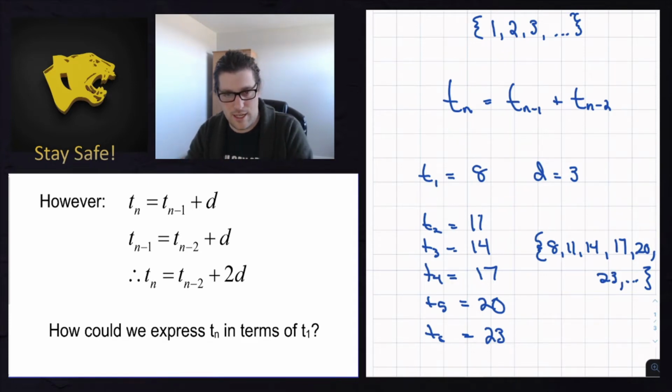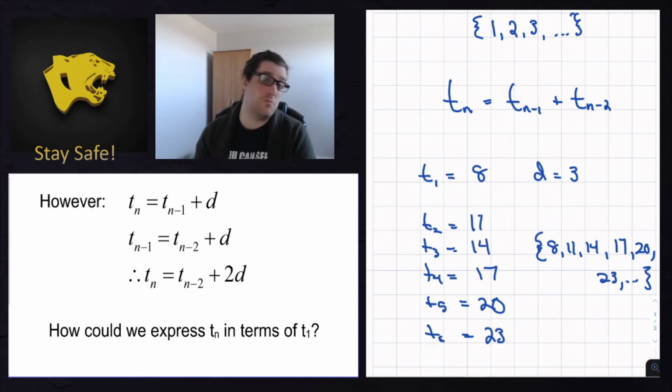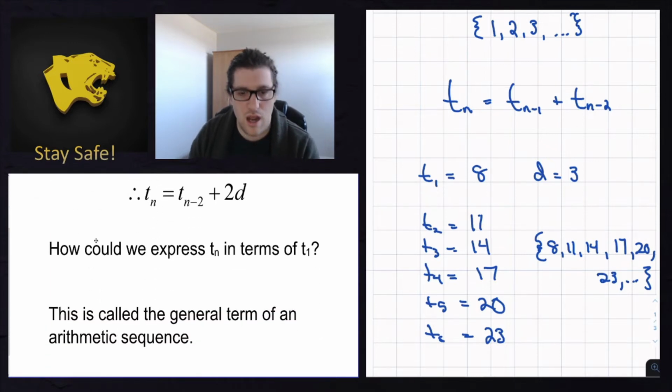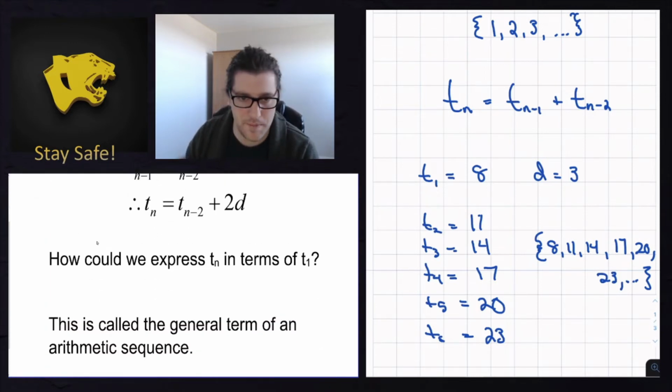So it says here that Tn is equal to Tn minus 1 plus d. Tn minus 1 is equal to Tn minus 2 plus d, which means that Tn is equal to Tn minus 2 plus 2d. Now, it says, how could we express Tn in terms of T1? Now, I don't know if I did it there. So let's think about that.